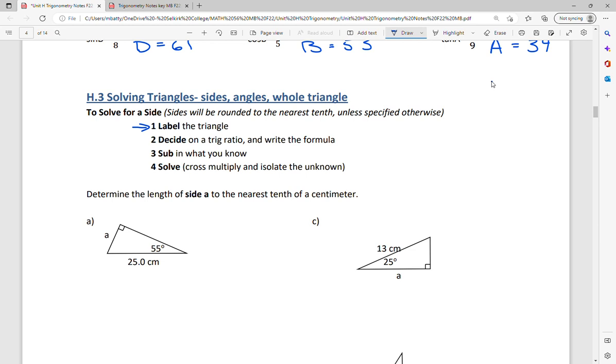Once I've labeled the sides that I care about or am looking for, I decide on the trig ratio. So SOHCAHTOA: do I want the sine ratio, the cosine ratio, or the tangent ratio? Which one's relevant to the triangle that I'm working with? I'm going to sub in what I know, and then I'm going to solve. This is really a whole bunch of calculator skills. I'm going to show my work, but a lot of it does get done on your calculator. So hopefully we've got those calculator skills squared away.